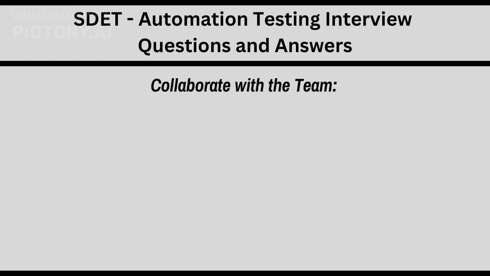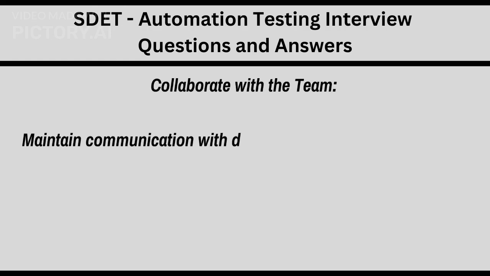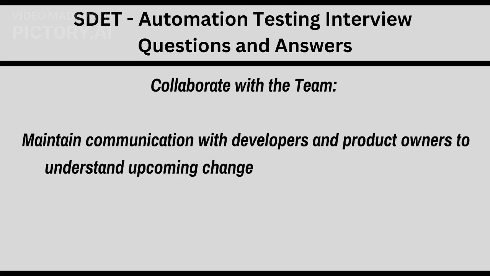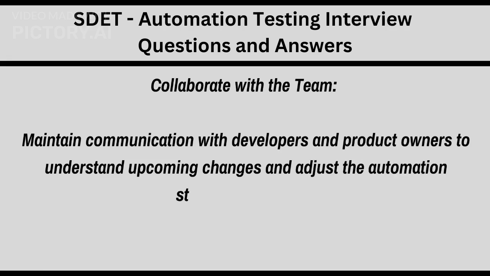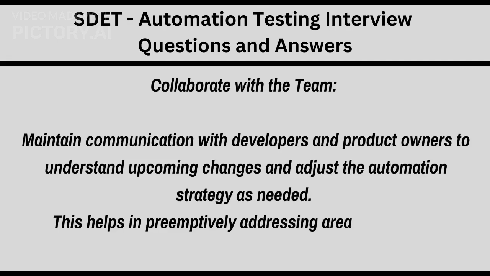Collaborate with the team. Maintain communication with developers and product owners to understand upcoming changes and adjust the automation strategy as needed. This helps in preemptively addressing areas likely to be impacted by changes.